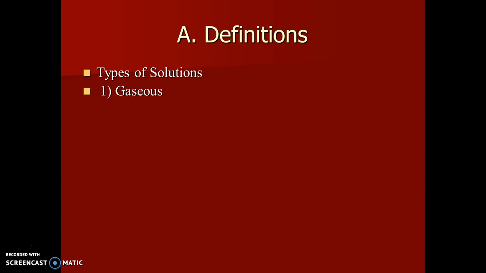There are different types of solutions. We can have solutions made up of all gases. Think of the air that we breathe. It's a solution of nitrogen and oxygen and carbon dioxide, all mixed evenly, a homogeneous mixture. If you look at a carbonated beverage where we have a gas in a liquid solution, because we dissolve the carbon dioxide in the liquid to make it carbonated.